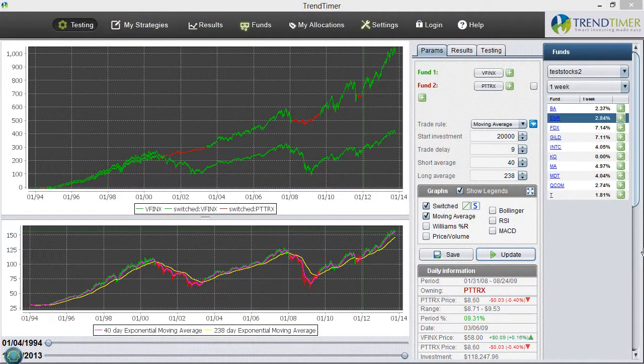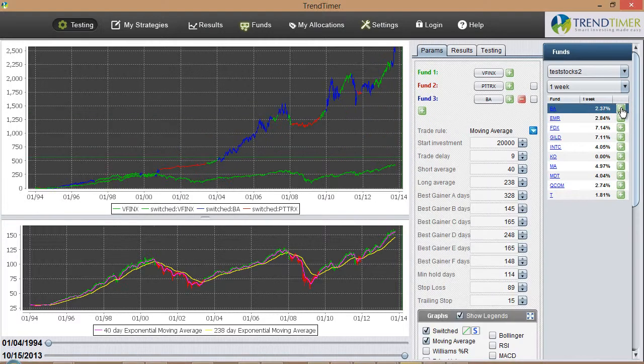So we're back to our strategy here, and currently during the bull markets we're only owning VFINX, which is the S&P 500 index fund, and you can see that we currently have just two funds in our strategy. We can actually add additional funds to the strategy, and I'll show you how this works. So I've got my fund list on the right. I'm going to add Boeing stock to the list by clicking the green button.